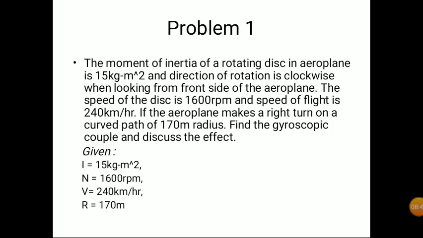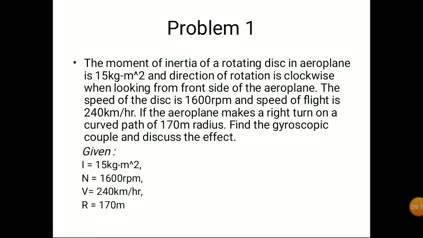Now we are doing a simple problem based on this. The moment of inertia of a rotating disc in an aeroplane is 15 kg·m², and the direction of rotation is clockwise when looking from the front side of the aeroplane. The speed of the disc, n, is 1600 rpm, and the speed of flight, v, is equal to 240 km/h. If the aeroplane makes a right turn on a curved path of 170 meter radius, r, find the gyroscopic couple and discuss the effect.